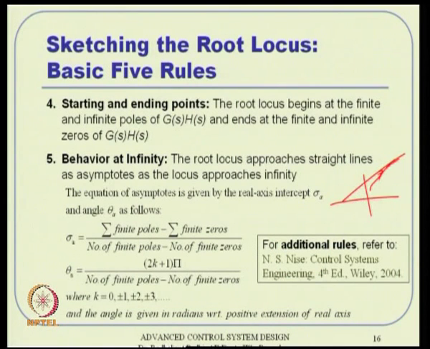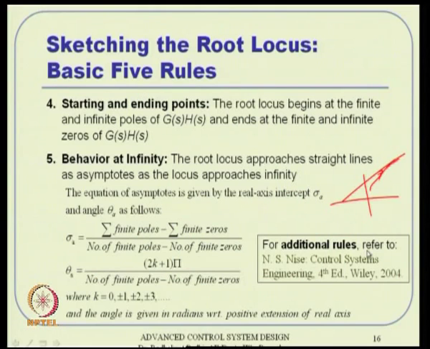So, these are the basic 5 rules. Other rules do exist; they give us ideas of the imaginary axis intercept, where the locus will intercept the imaginary axis, which comes from the Routh-Hurwitz criterion. There is also one more rule which tells us the point on the real axis at which it will start going to the complex domain, that is the point of departure. So, that also is available. Some of these rules are in this particular book, you can study that.